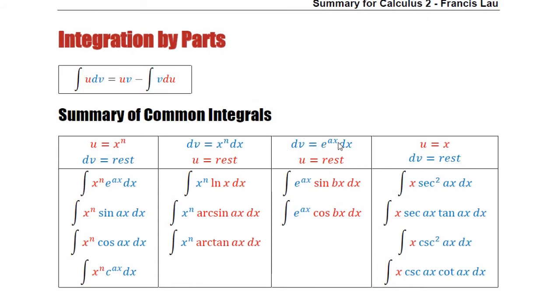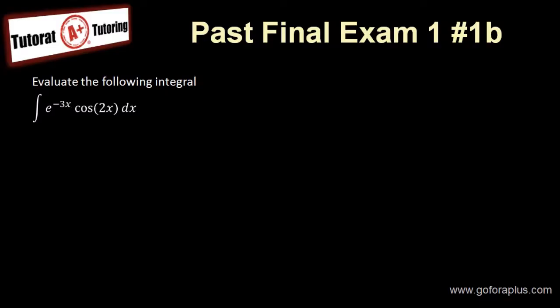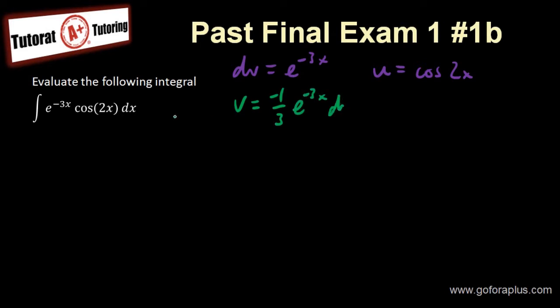Now, dv must be the e to the power and u to be the rest. Okay, so let's do that. So I have dv to be e to the minus 3x, and I have u equals to cos of 2x. Now what is v? V is basically minus 1/3 e to the minus 3x. Oh, there's no dx here. Dx is supposed to be in the dv. So this is my v.